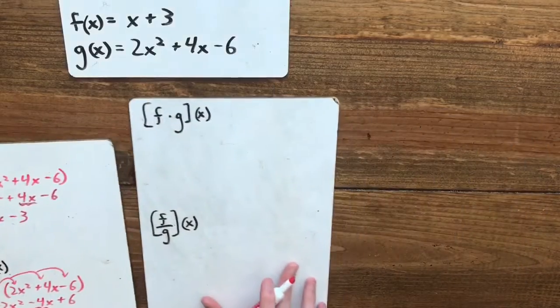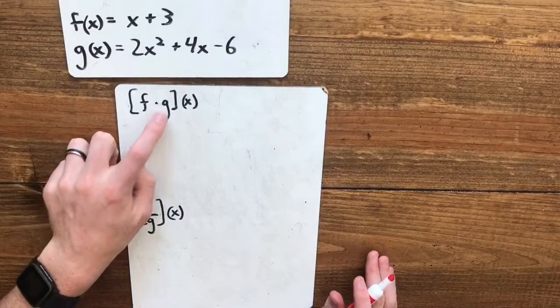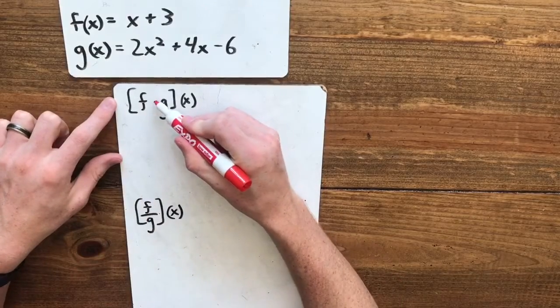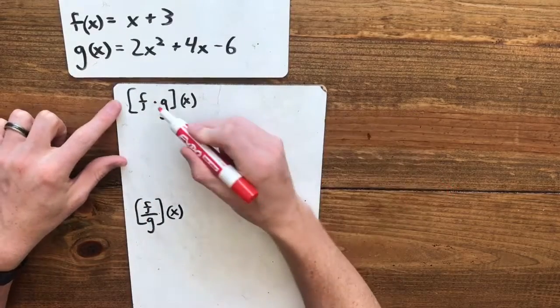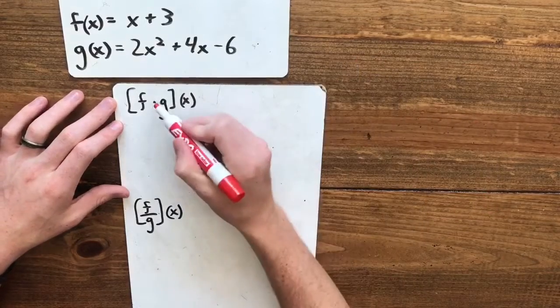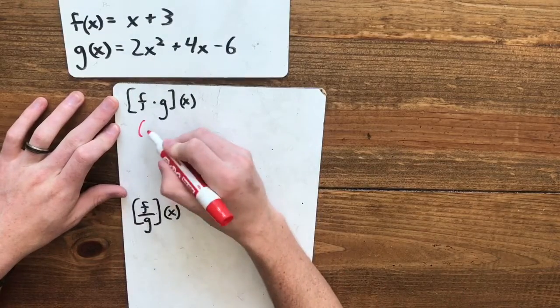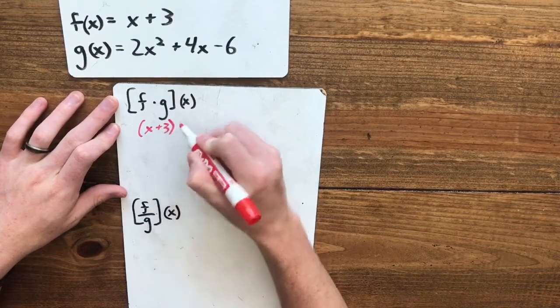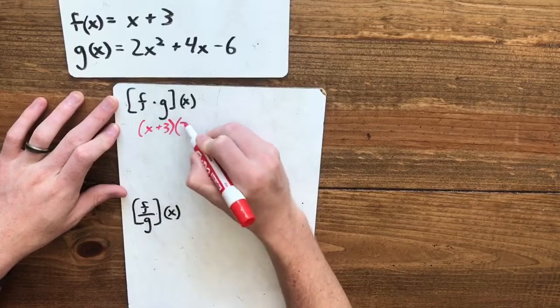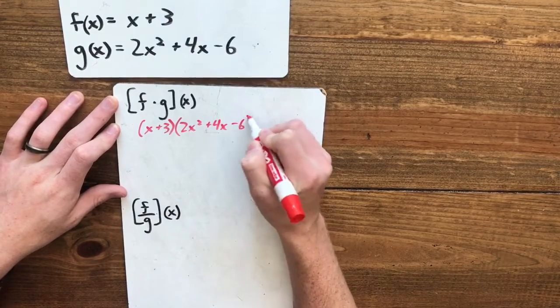All right, moving on to this, which notice this is f times g. This is a closed circle, a dot right there, so it's not f composed of g. You'll see that somewhere else. But that is a dot, so we're multiplying those. So we have f, x plus 3, times our g function, 2x squared plus 4x minus 6.